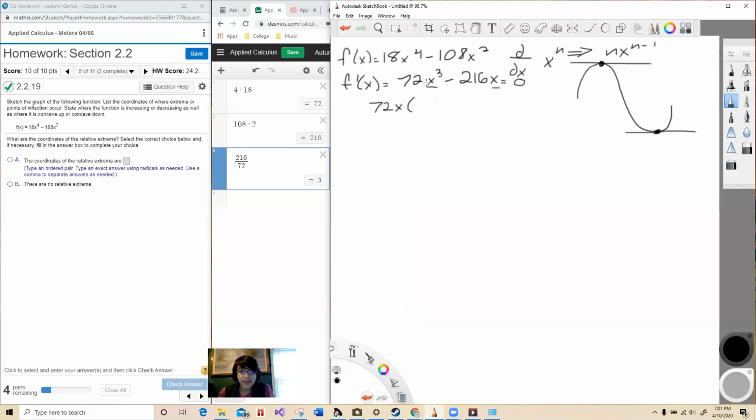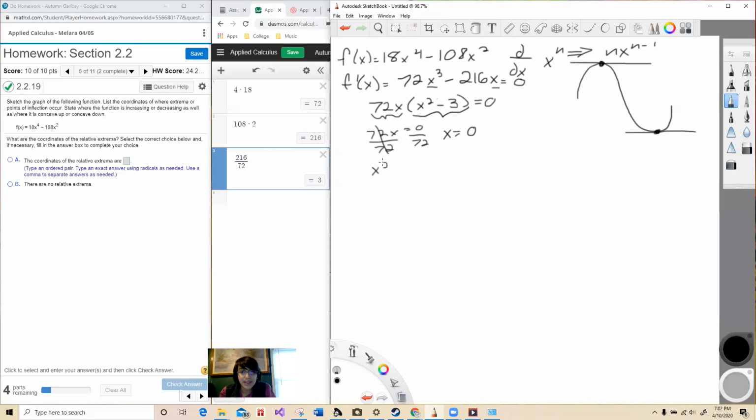So you divide 72x to the third by the 72x, you get x squared, minus 216x divided by 72x, you get 3. And we're setting that equal to 0. So now that we have these two things multiplying to 0, we know either this equals 0 or this equals 0. So let's consider both of those cases. Either 72x equals 0. It's pretty easy to see. You can divide by 72 on both sides. 0 divided by anything is still 0. So x is going to equal 0 in that case.